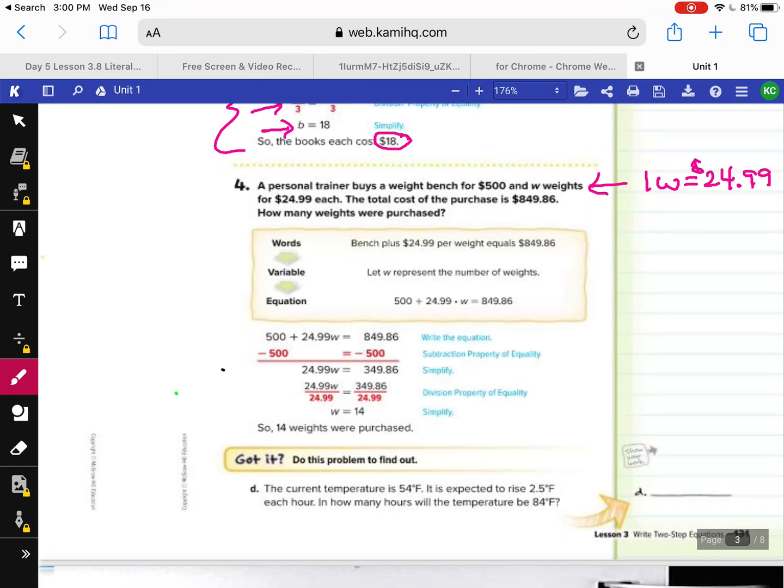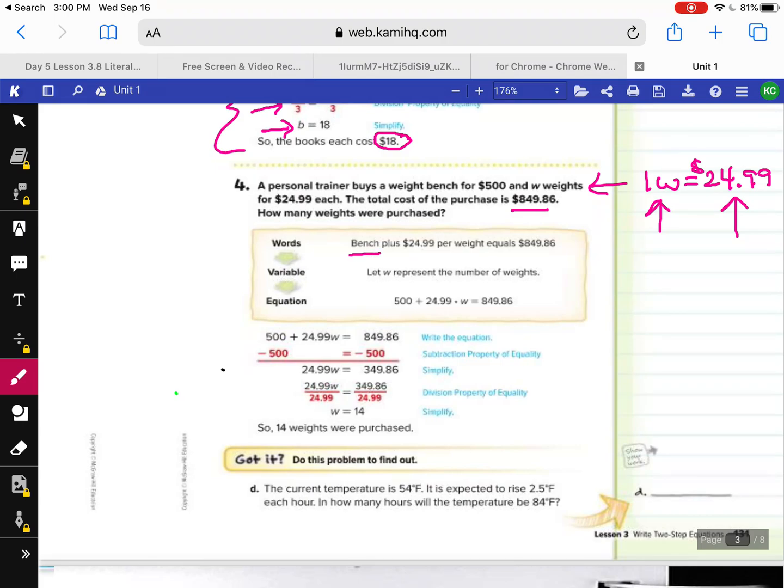$24.99. That's super expensive. Now the total cost of the purchase comes out to $849.86. How many weights were purchased? Okay, well, so that makes sense, right? I know one weight is $24.99.